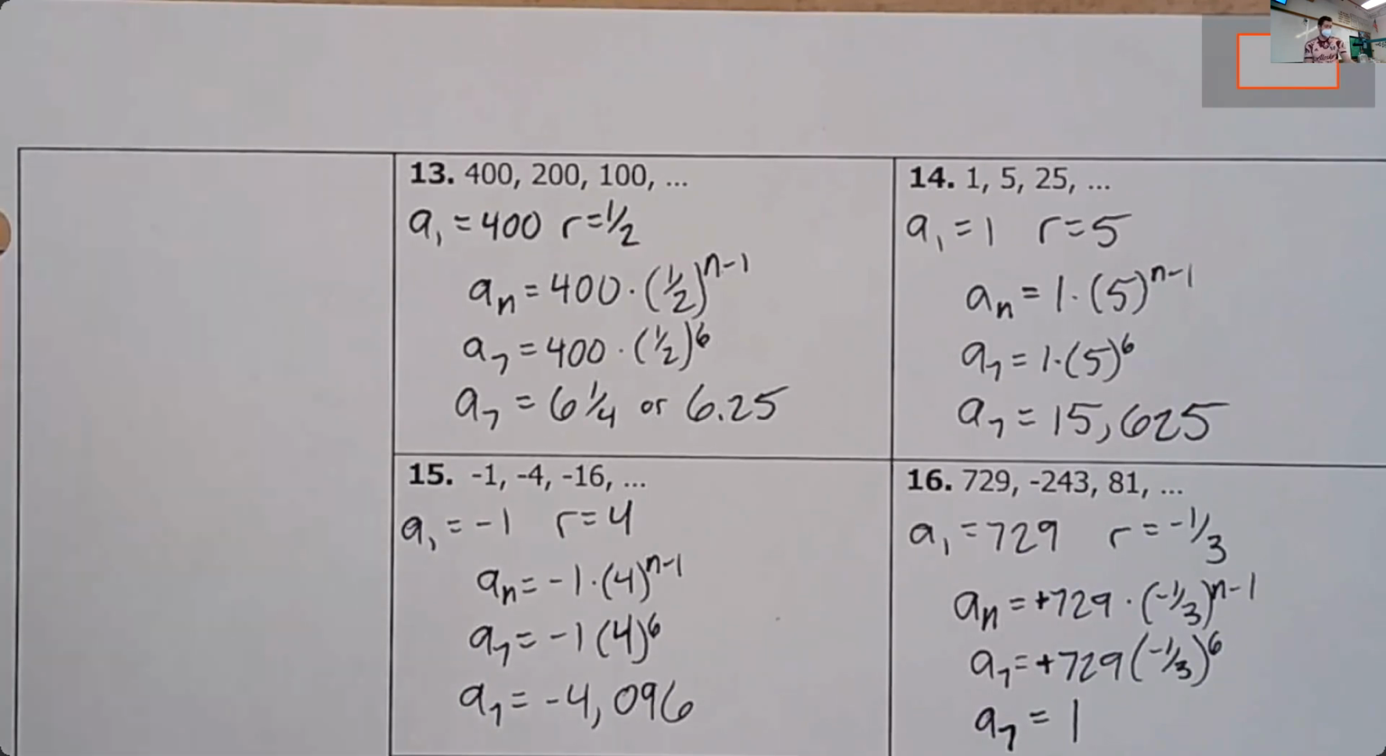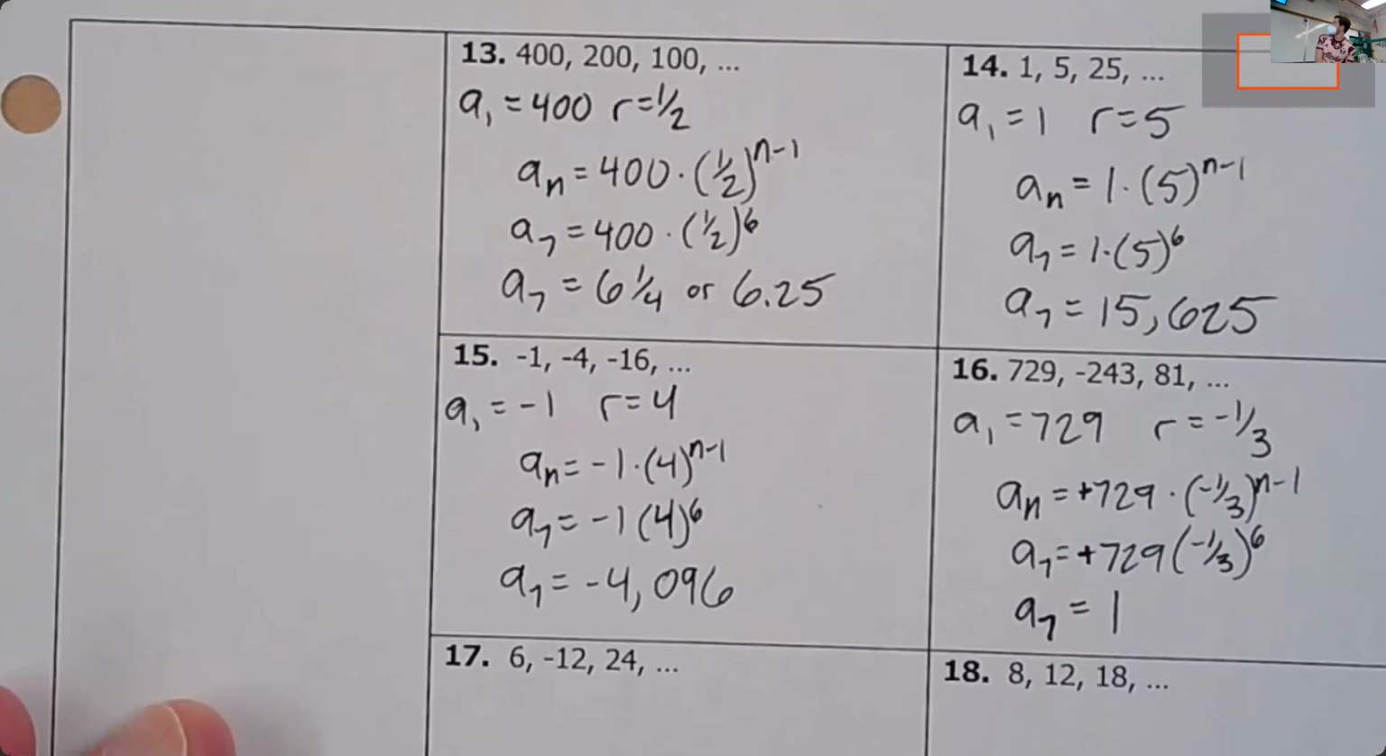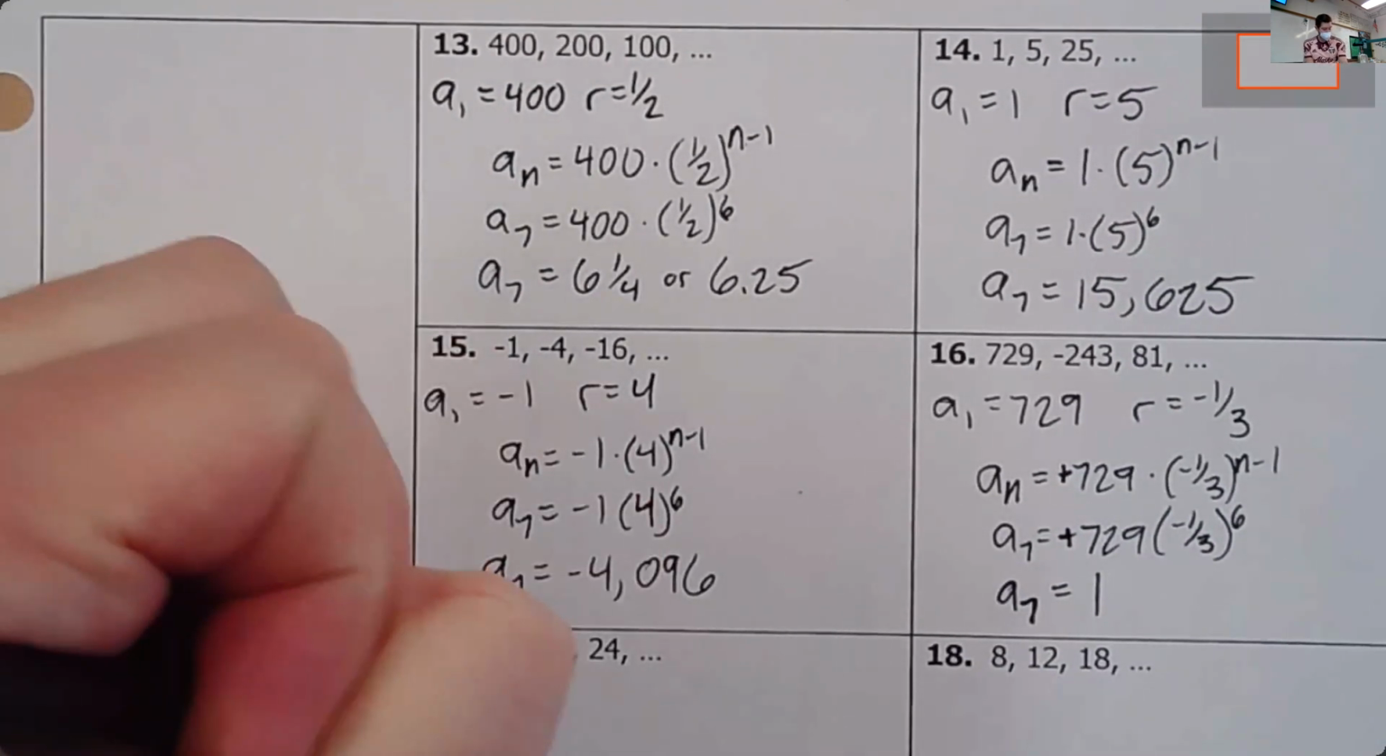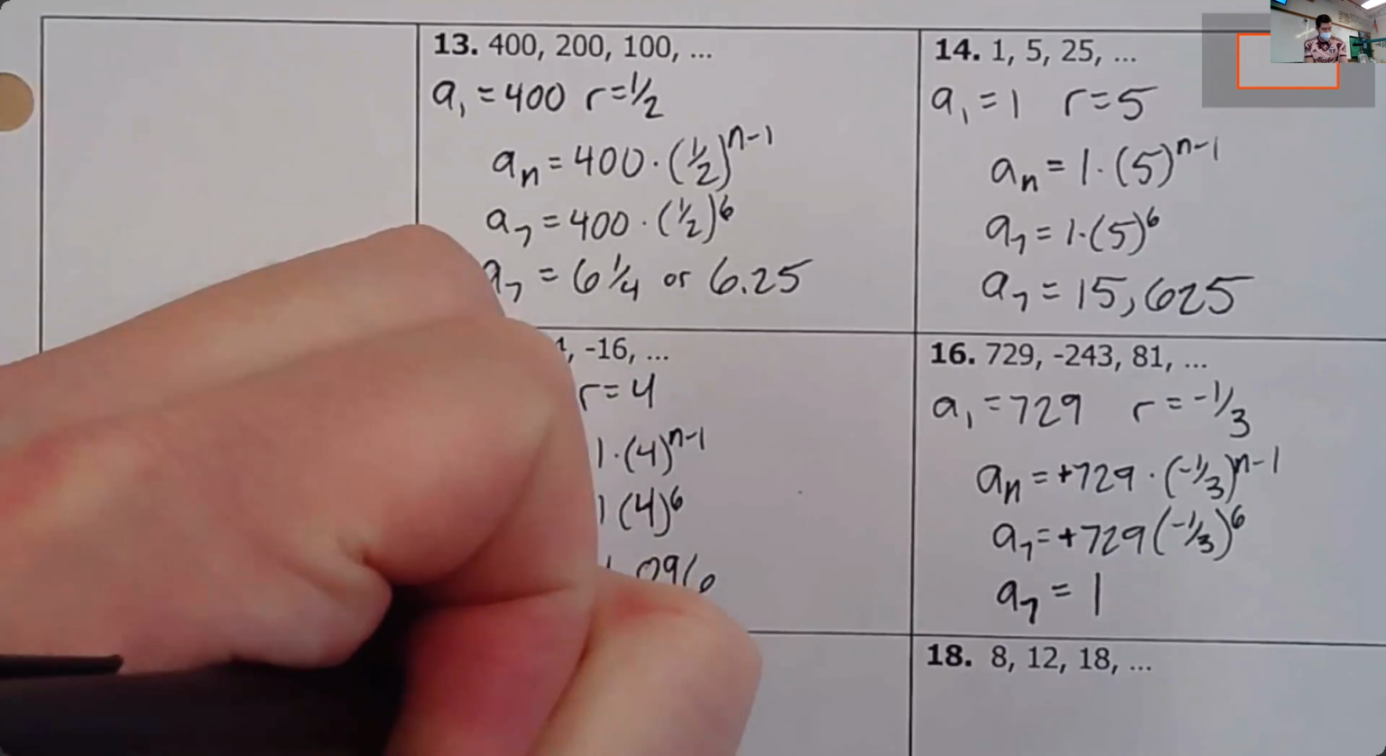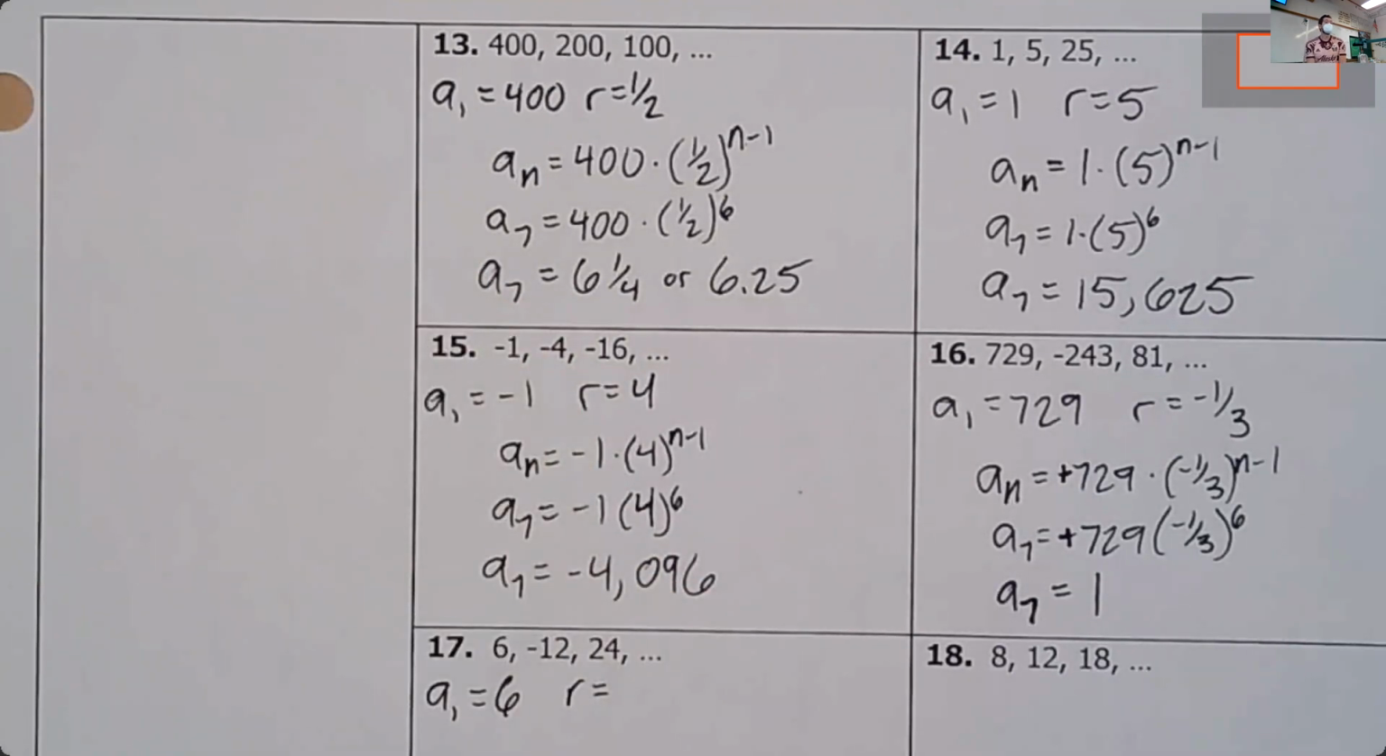All right, 17, here we go. Our first term, a1, that is 6. Our common ratio on number 17 is what?